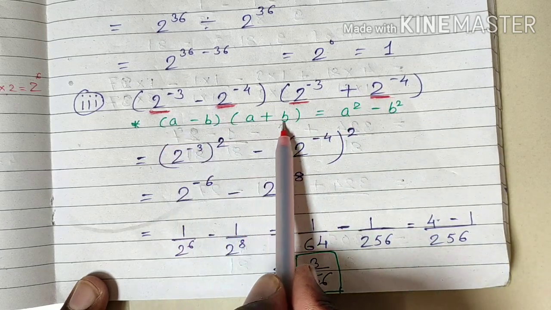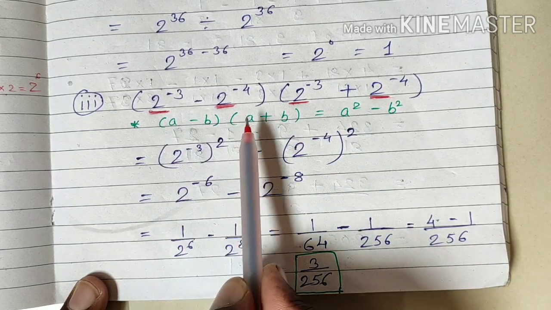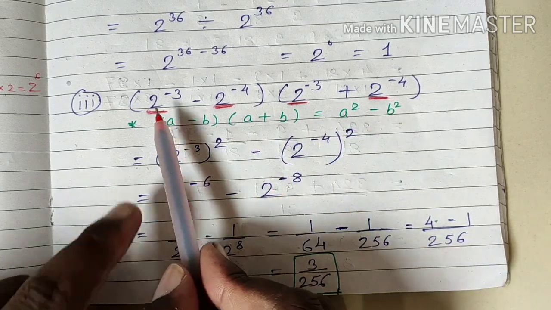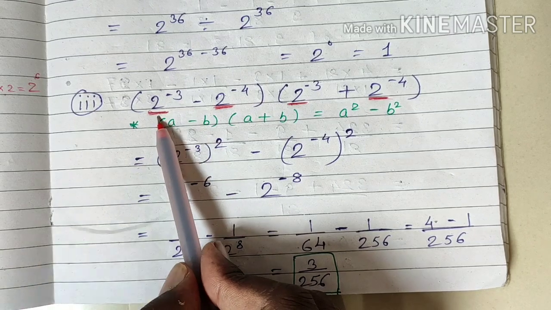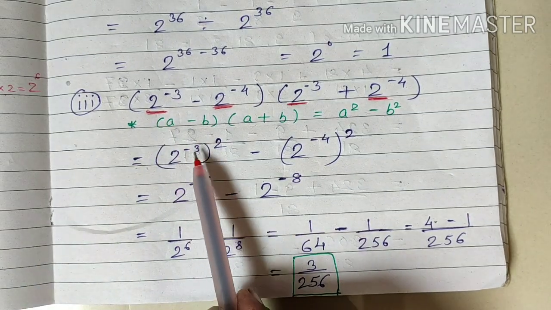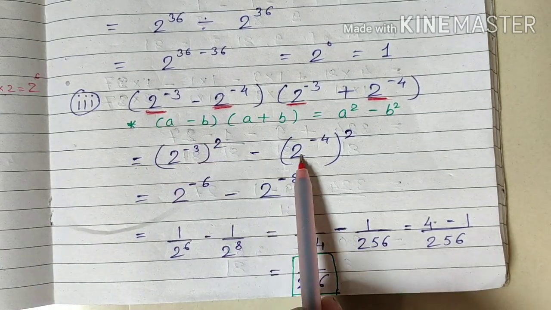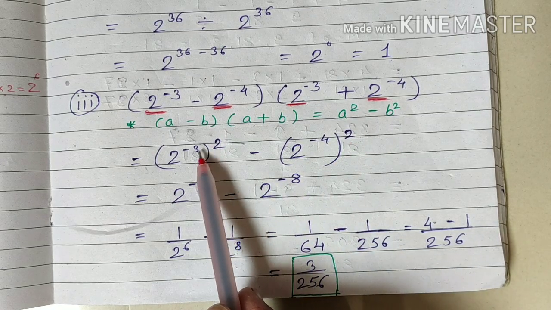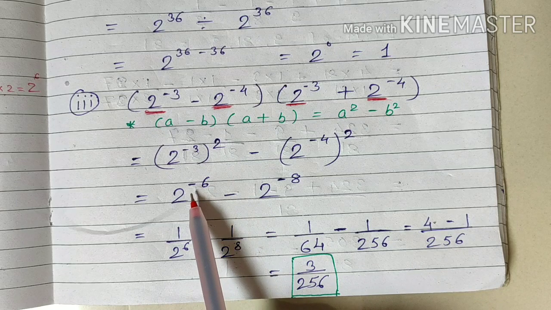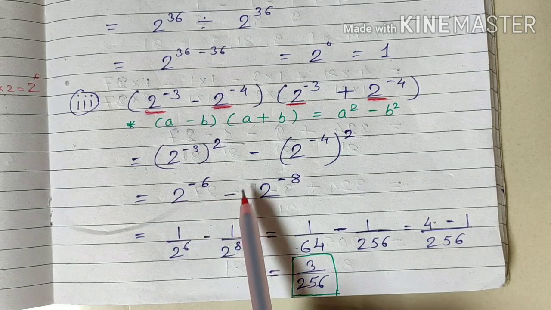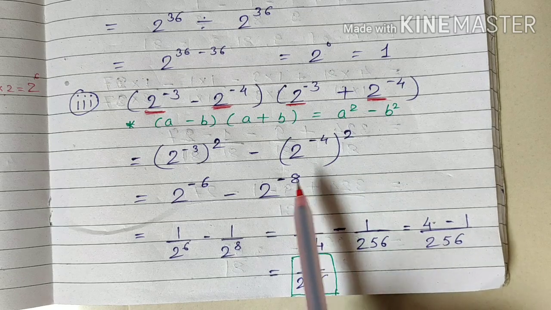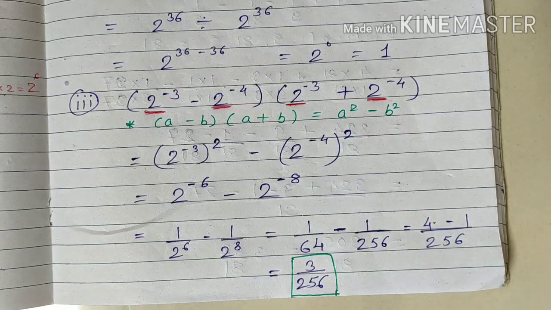So it is in the form of (a minus b)(a plus b). So the identity says that (a minus b)(a plus b) equals a square minus b square, where a is considered as the first term. So (2 raised to minus 3) square minus (2 raised to minus 4) square. So minus 3 into 2 is minus 6, 2 raised to minus 6, minus, minus 4 into 2 is minus 8, 2 raised to minus 8. Okay.